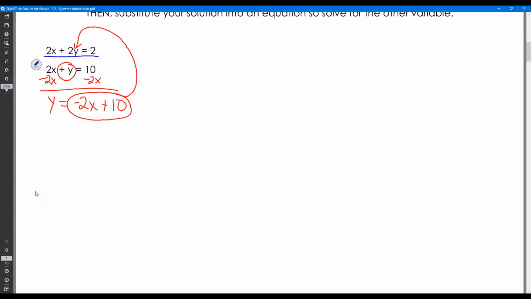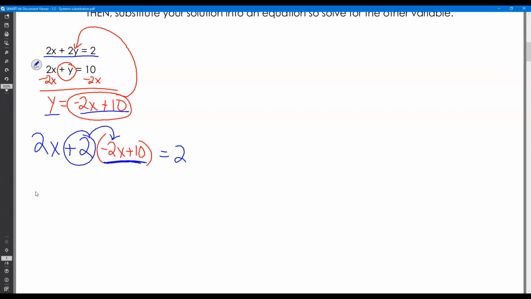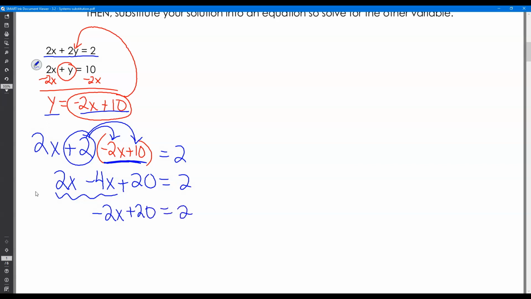So we're going to rewrite this equation here. 2x plus 2, but instead of y, we're going to take what y equals. So this right here, this was y, but then we put this in for y. All right, once we're here, we're going to solve like usual. 2 times negative 2x, negative 4x, 2 times 10, 20. Bring down the 2x, bring down the 2. After we distribute, we're going to combine like terms. Negative 2x plus 20 equals 2.